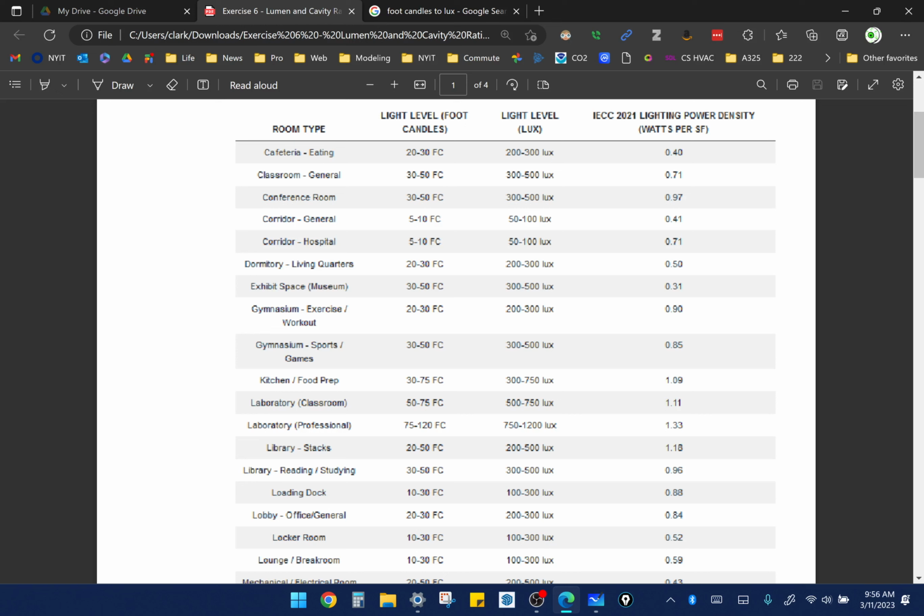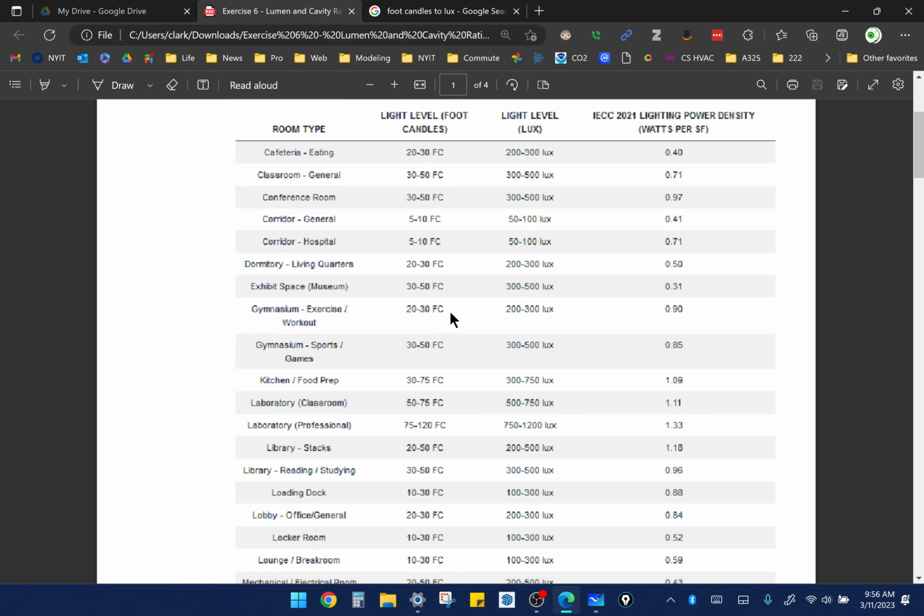The room type is defining the task or the activity, and if we just look at these basic criteria, in a cafeteria, we're saying that our light level would be 20 to 30 foot candles. In a classroom, it would be a little bit more, 30 to 50. In a corridor, it would be much less. That makes sense, right? In a corridor, we don't really need to see that well. We need to make sure that we can get through the corridor and we're comfortable there. But we're not doing detailed tasks, so we don't need as much light.